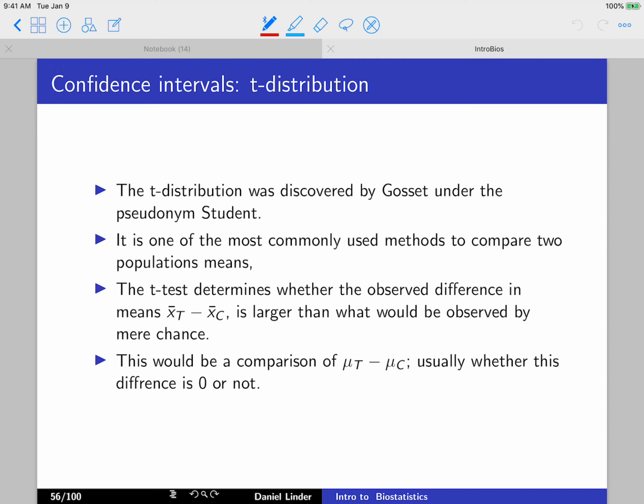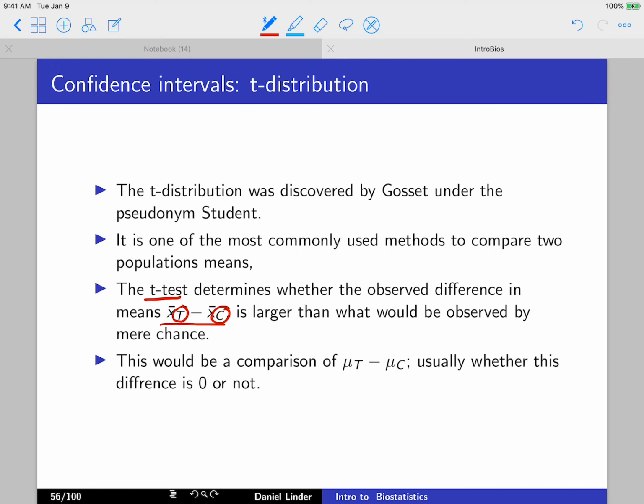Okay, so this t-distribution is an important distribution, and it was discovered by Gossett under the pseudonym Student, and he was working for the Guinness Brewery Company when he discovered this t-distribution. And it's one of the most commonly used methods to compare two population means. And so essentially what the t-test does is it's going to determine whether the observed difference in means, so x bar in the treatment group minus x bar in the control group, is larger than what we would observe by mere chance. So is this difference likely due to chance or not?